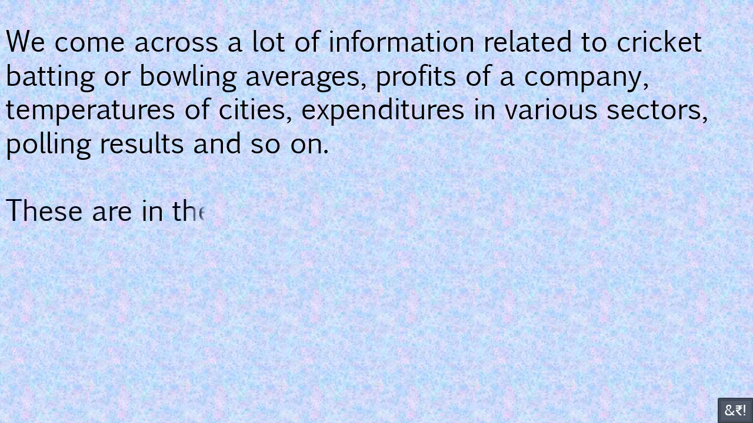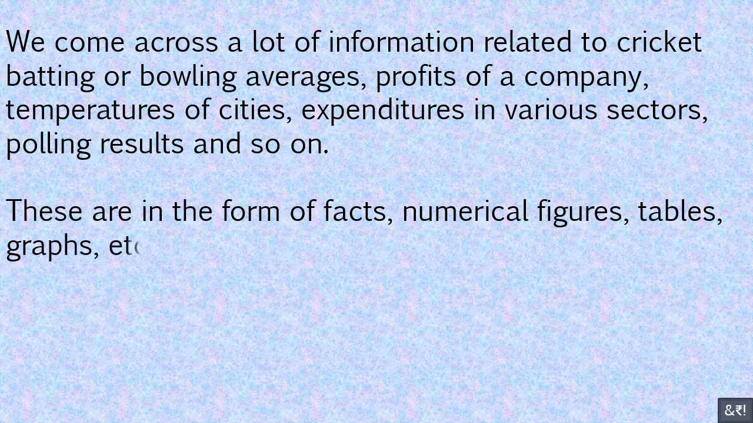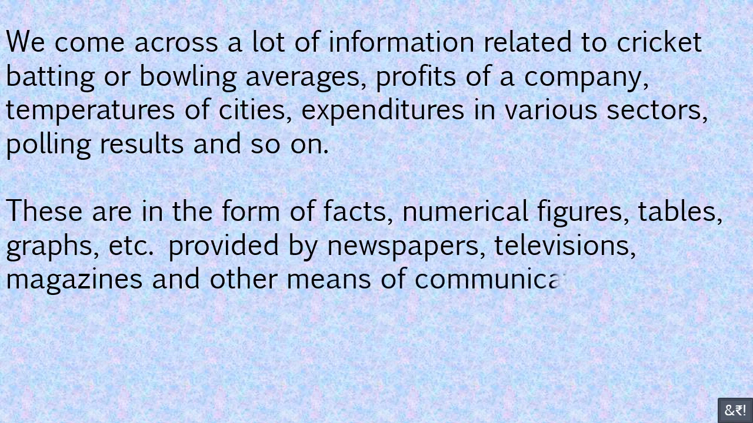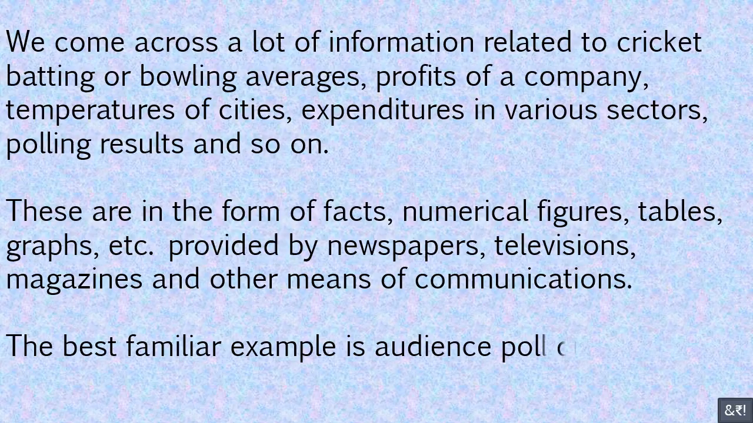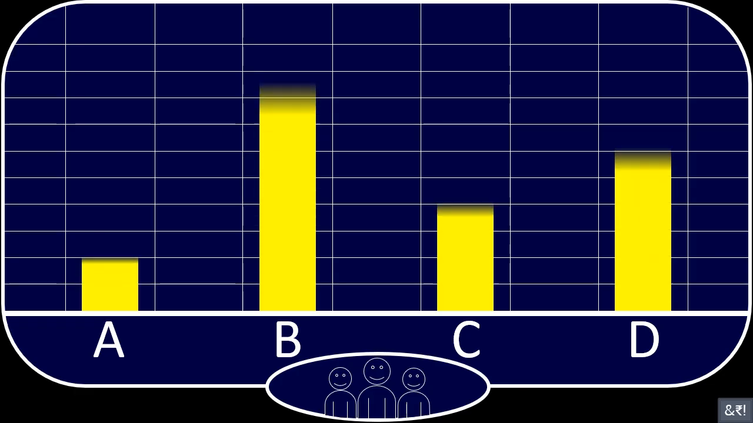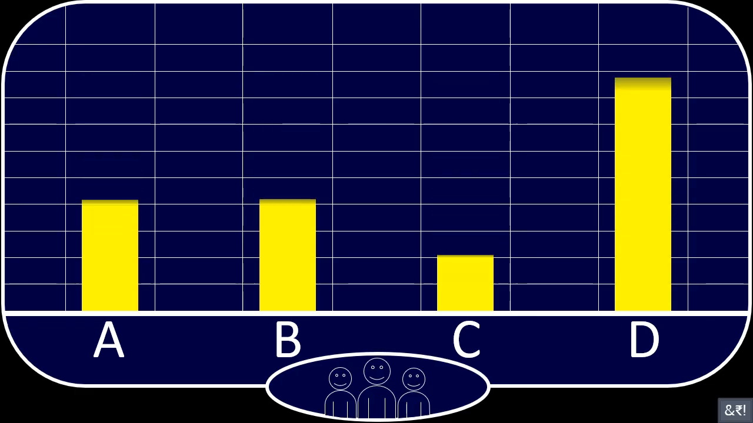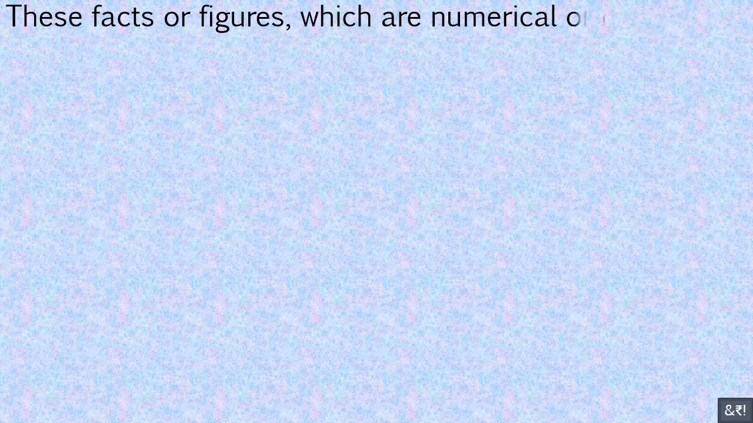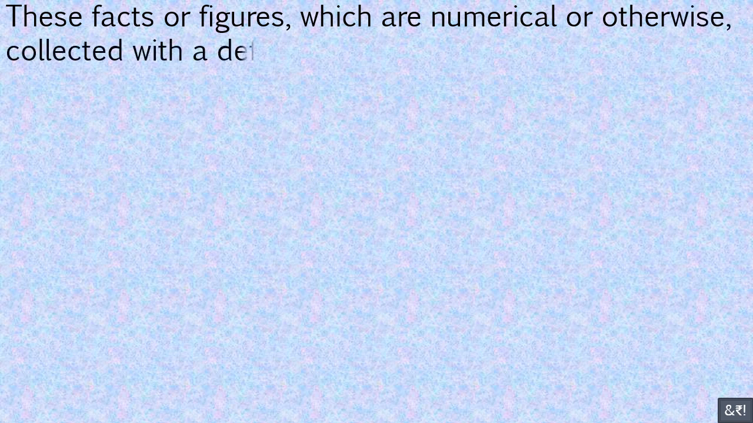These are in the form of facts, numerical figures, tables, graphs, etc., provided by newspapers, televisions, magazines and other means of communications. The best familiar example is audience poll during game show. These facts or figures, which are numerical or otherwise, collected with a definite purpose are called data.